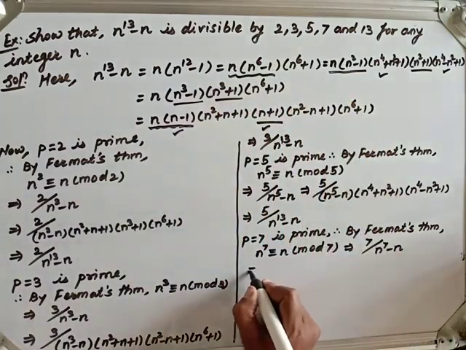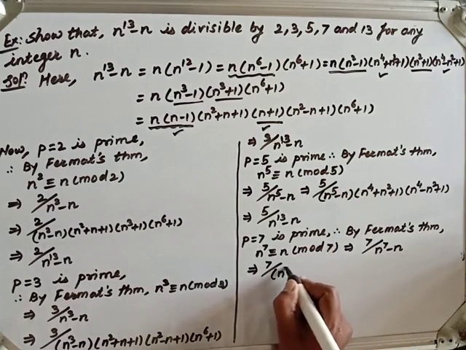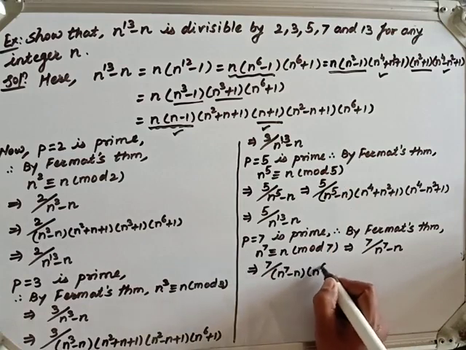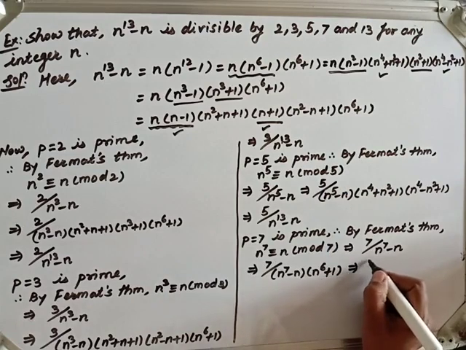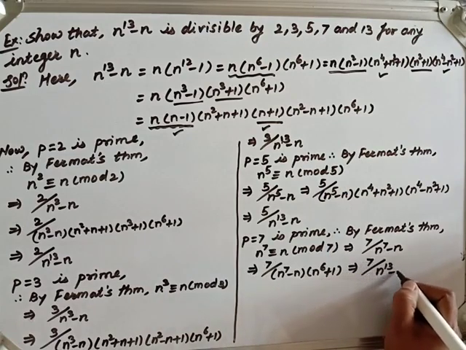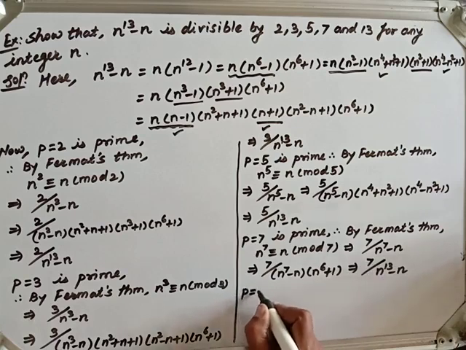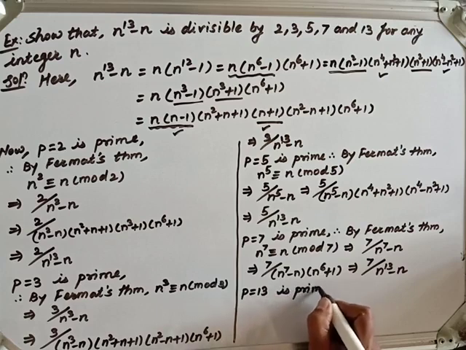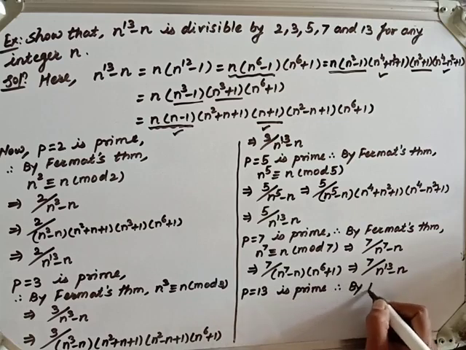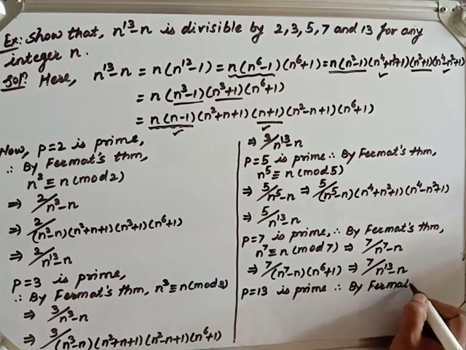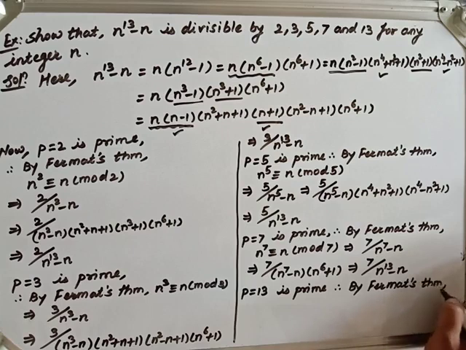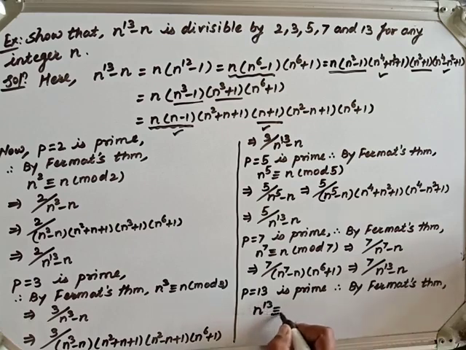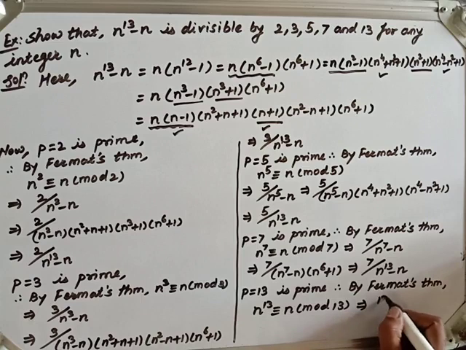So I can easily write here, this implies 7 divides n raised to 7 minus n into n raised to 6 plus 1. So that is 7 divides n raised to 13 minus n. Again, p is equal to what? 13 is prime. Therefore, by Fermat's theorem, n raised to 13 congruence to n modulo 13. So this gives 13 divides n raised to 13 minus what?